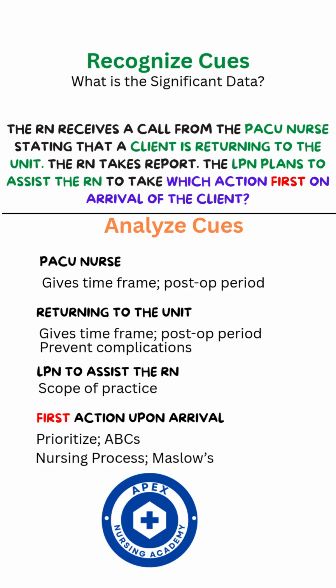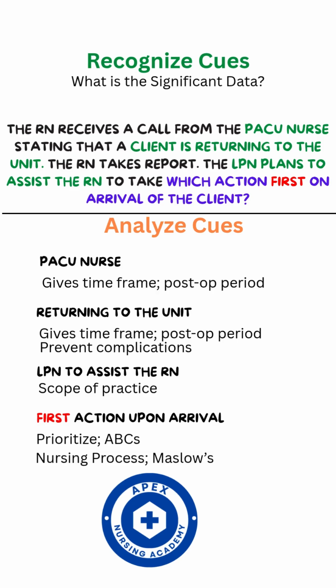We want to be really assessing this client, keeping our eyes on this client to pick up on signs, pick up on symptoms to prevent complication using your assessment and everything in your toolbox that you can to take care of this client. LPN to assist the RN. Just remember that they're asking about which action the LPN or LVN is going to take. So just think about the scope of practice for an LPN and first action upon arrival.